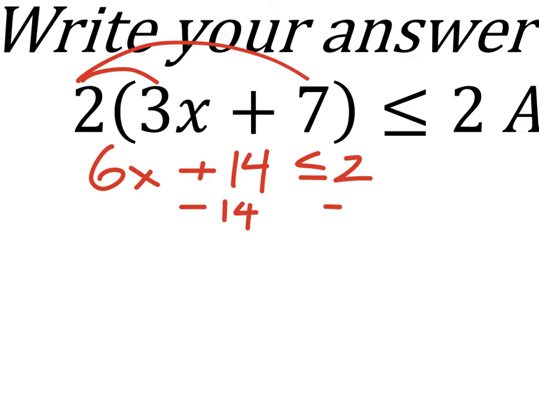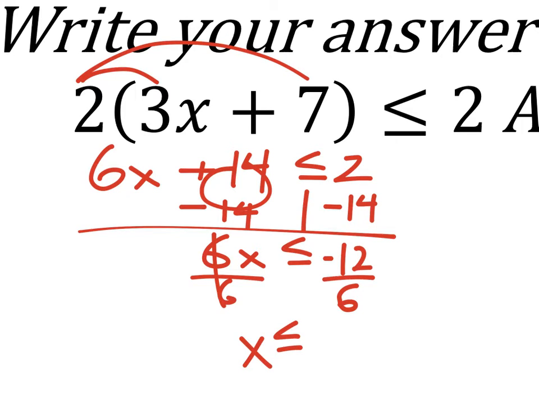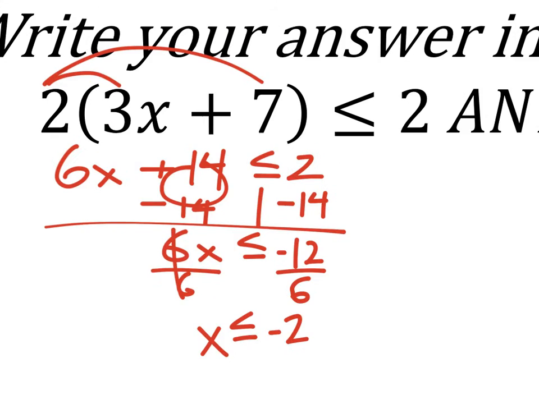So we'll isolate the x's by subtracting 14 from both sides. That zeroes that out, which is what we want. Now we got 6x is less than or equal to negative 12. Now we're dividing by 6 on both sides. Since it's dividing by a positive, even though the 12 is negative, it does not flip that inequality. So I get x is less than or equal to negative 2.